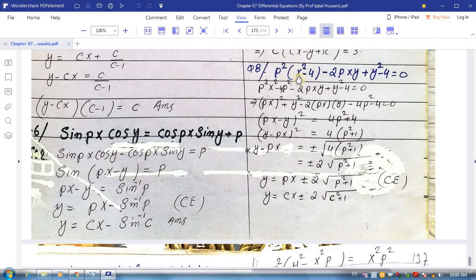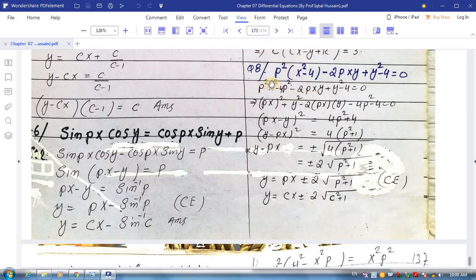Writing p square into x square is equal to this, p square into 4 is equal to this one, and these two terms are here. Now writing p square x square is equal to px whole square. Similarly y square here, and minus 2 px into y. This is equal to minus 2 pxy.